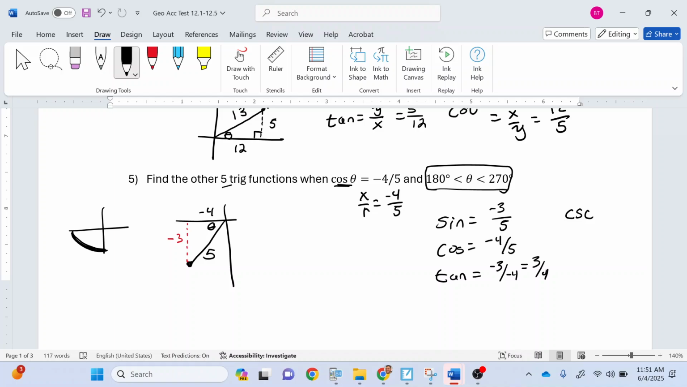-3 over -4 is technically correct. I would put the sine, I would put the cosine, I would put the tangent, and I would put whatever cotangent is going to be, to be honest, of how I would make the question.